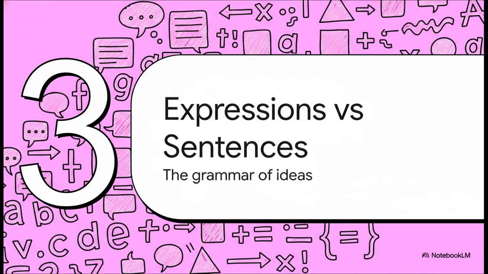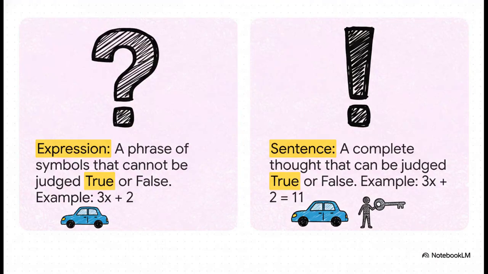Okay, so we've got our alphabet, we've got our words, but just throwing words around isn't really communicating, is it? We need grammar. And in math, that means really getting the difference between a simple phrase and a complete sentence. Let's think about it this way. A mathematical expression, like 3x + 2, it's just a phrase. It's like saying a blue car. It's an object, but it's not a complete thought. You can't say a blue car is true or false, right?